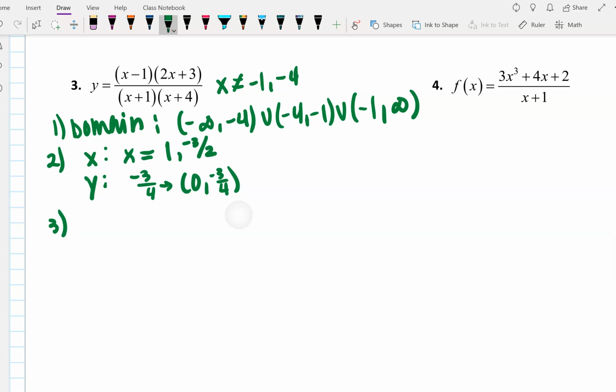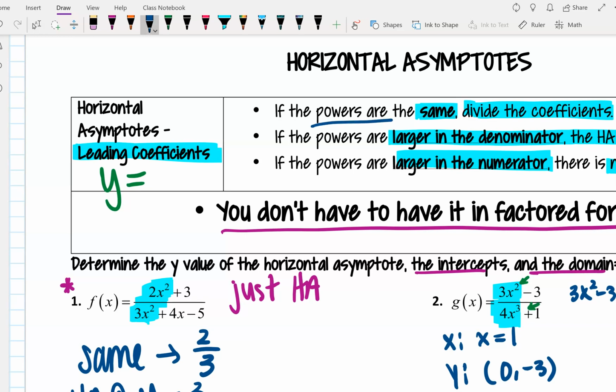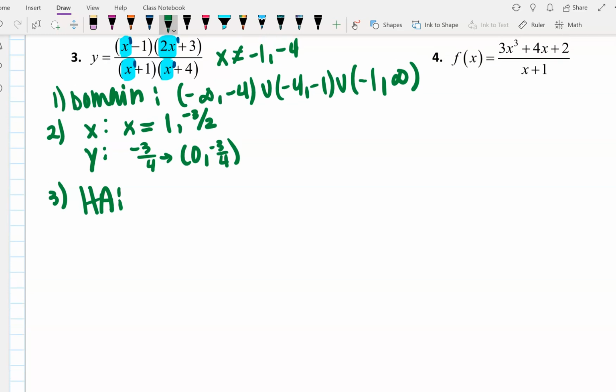And then the last thing we're going to find is whether we have an HA or not. So to do that, when it's factored, you need to look at all of the x values and see what power they are. So here, the top would give you a square, and the bottom would also give you a square. So because the powers are the same, we're going to divide the leading coefficients. So it's 1 times 2 over 1 times 1. So there's a horizontal asymptote at y equals 2 over 1, or 2.